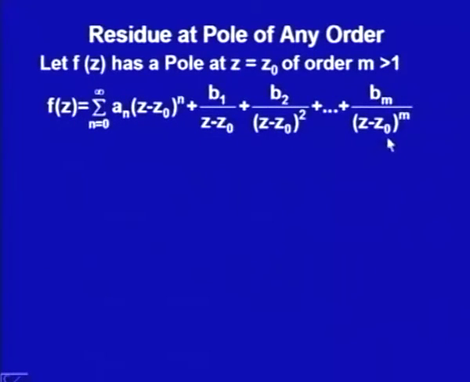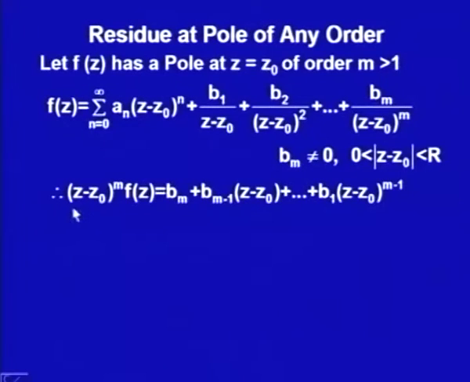Now, let us multiply this whole expression by (z - z0)^m on both sides. So, what we get: (z - z0)^m f(z) is equal to, writing from this side, b_m plus b_(m-1) times (z - z0), and so on, b1 times (z - z0)^(m-1), plus here again I would have multiplied (z - z0)^m, so a0 times (z - z0)^m, plus a1 times (z - z0)^(m+1), and so on.